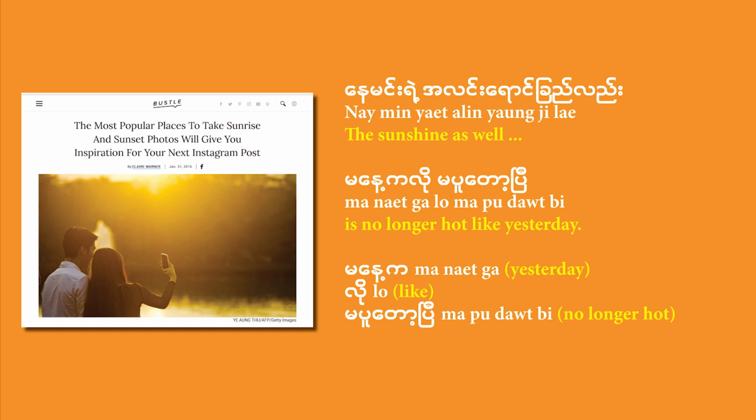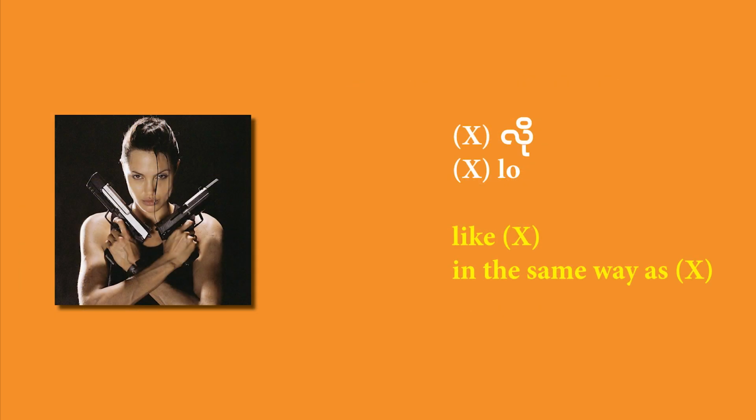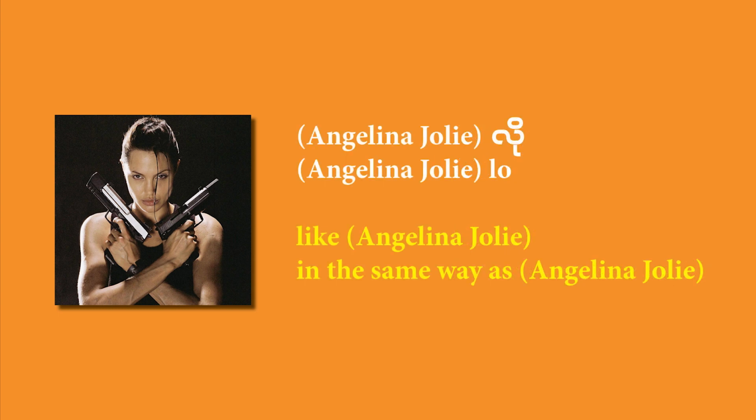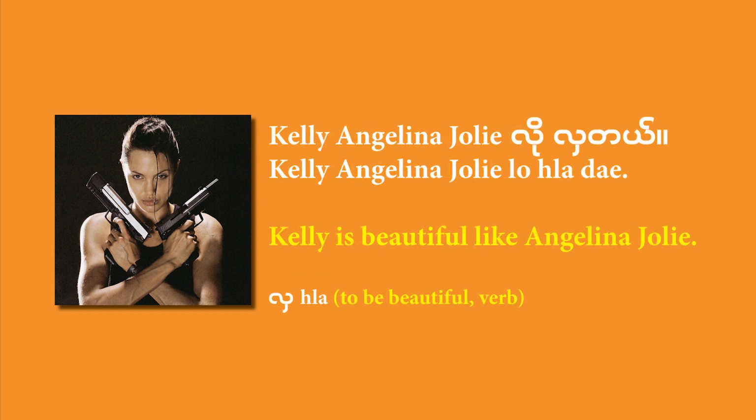How would you then say Kelly is beautiful like Angelina Jolie? Then you can say Kelly Angelina Jolie lo hlade. Angelina Jolie lo means like Angelina Jolie, in the same manner as Angelina Jolie. Then you follow it up with hlade. This is the operative verb that means to be beautiful. Kelly Angelina Jolie lo hlade. That means Kelly is beautiful like Angelina Jolie.